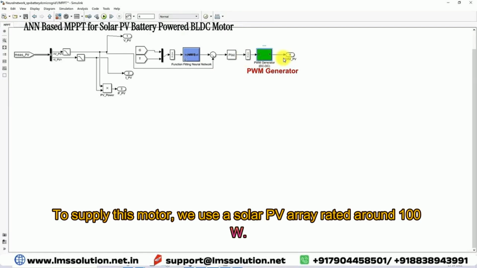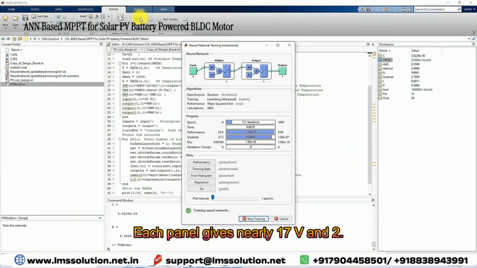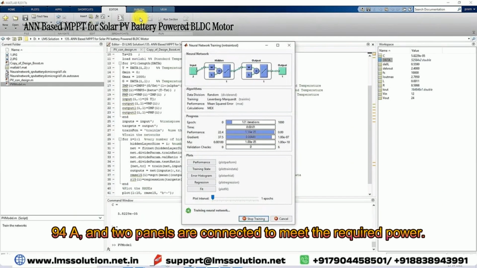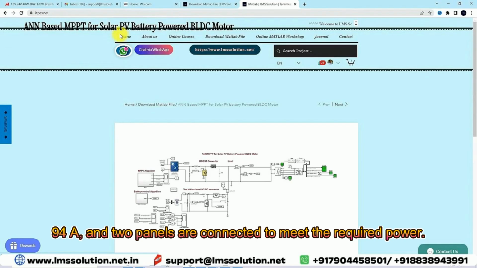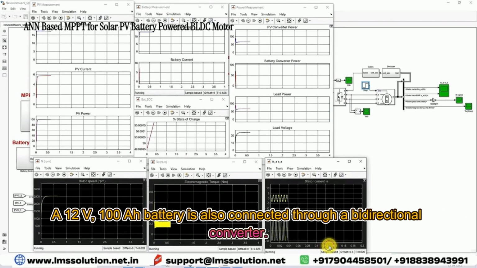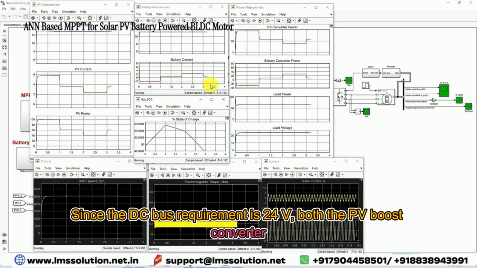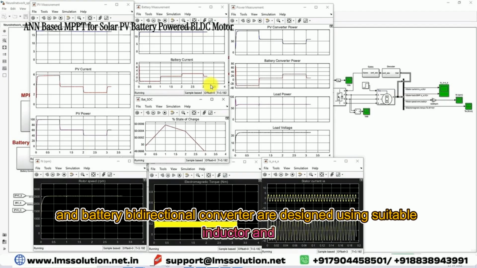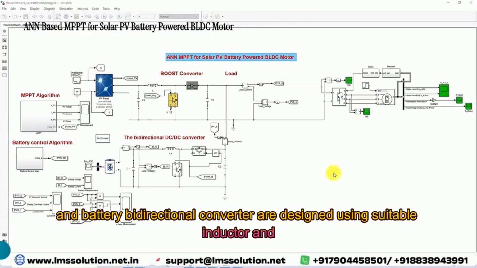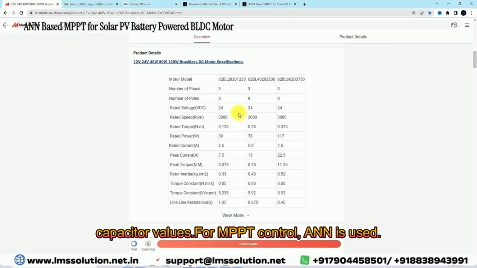To supply this motor, we use a solar PV array rated around 100 W. Each panel gives nearly 17V and 9.4A, and two panels are connected to meet the required power. A 12V 100 Ah battery is also connected through a bidirectional converter. Since the DC bus requirement is 24V, both the PV boost converter and battery bidirectional converter are designed using suitable inductor and capacitor values.